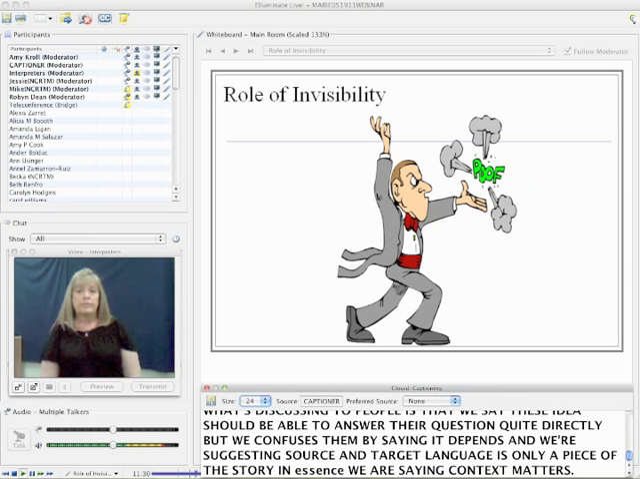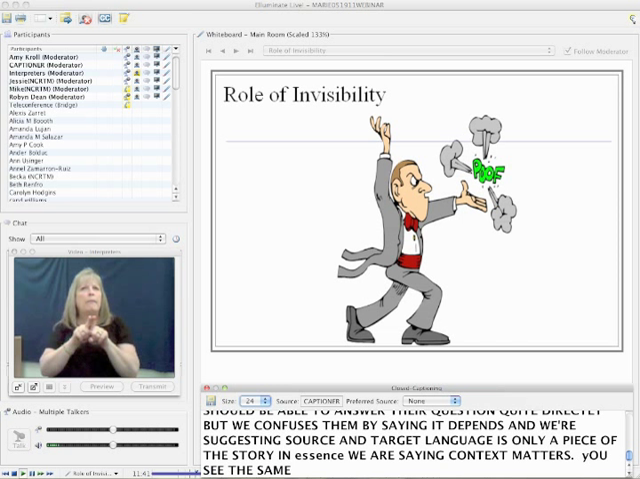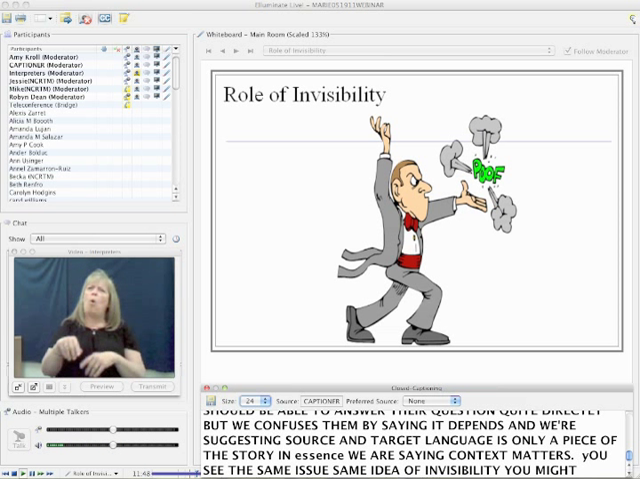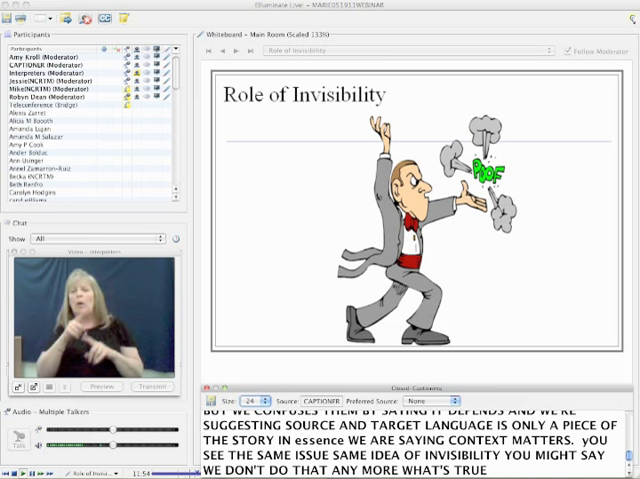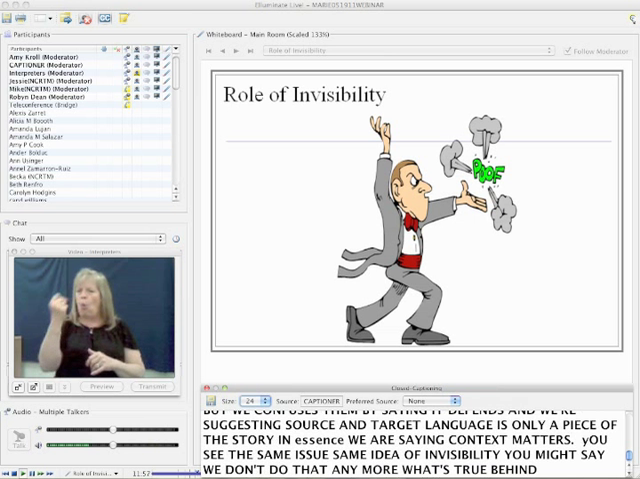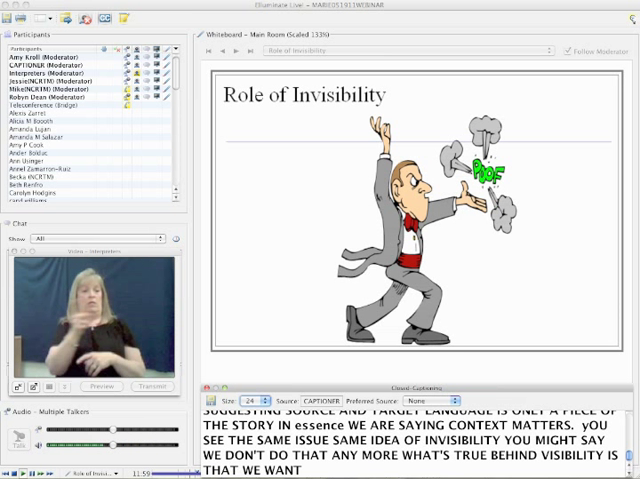Whether you look inside the literature of spoken language interpreters or sign language interpreters, you see the same issue. You see the same idea of invisibility. And again, we might dismiss it and say, we don't do that anymore, or that's kind of silly, of course we're not. What is true behind invisibility that we still maintain and still hold on to as a profession is that we want our consumers and their interactions to be as organic and natural as possible.